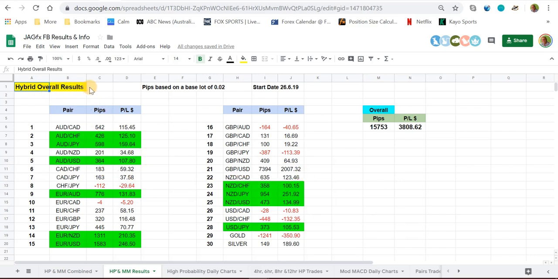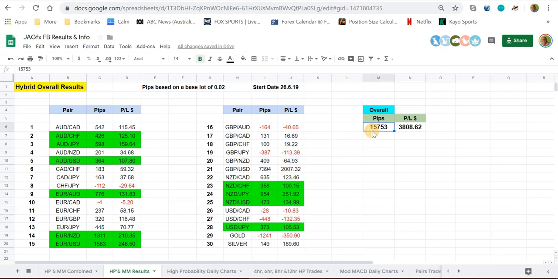So this is the overall results page, each pair I'm trading. So you can see there's 30 pairs. That includes gold and silver, which gold's given me some grief, as you can see. Just the pips, don't get too hooked up on the pips. They're not that important. It's more the dollars. So I've got a couple of pairs that give me a little bit of grief, as you can see. A lot of the pound pairs.